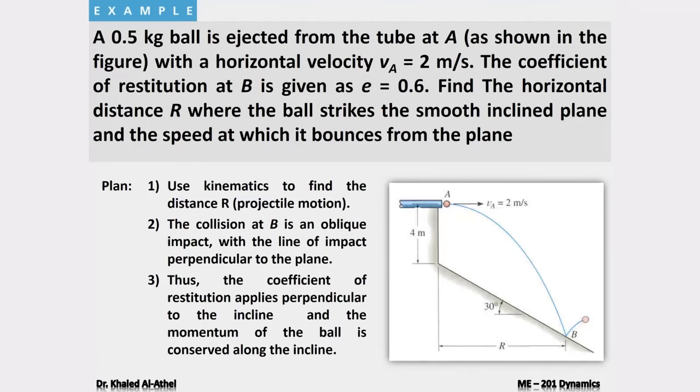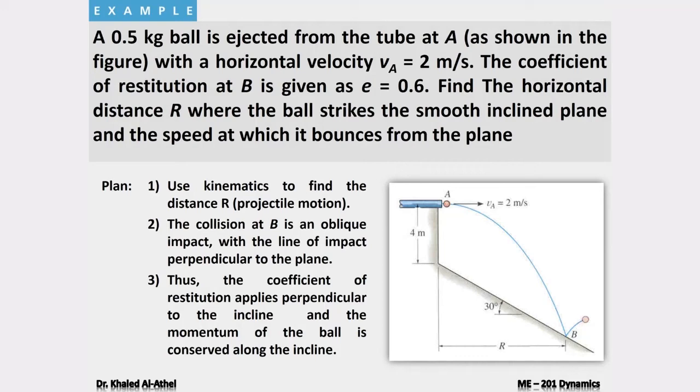A 0.5 kilogram ball is ejected from the tube at A, as shown in the figure, with a horizontal velocity of 2 meters per second. The coefficient of restitution at point B is given as 0.6. Find the horizontal distance r, as shown in the figure, where the ball will strike the smooth inclined plane. And then find the speed at which it bounces from the plane, after it leaves the plane.